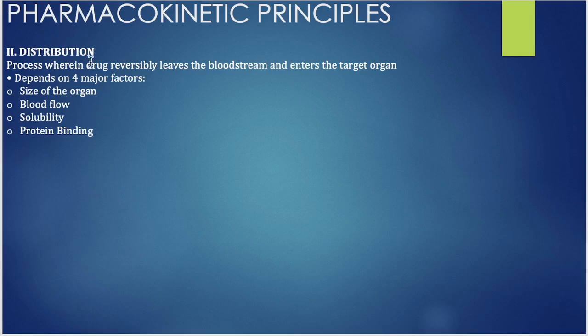Again, size of the organ, mas malaki ang organ natin, mas extensive ang kanyang blood vessel. So, therefore, same pa rin, mataas din ang blood flow. So, therefore, more distribution. Solubility, non-ionized, non-polar, therefore, more extensive distribution. Protein binding, hindi siya masyadong na-distribute ng mabuti. If it is ionized and polar, less distribution; if it is non-ionized and non-polar, more extensive distribution.